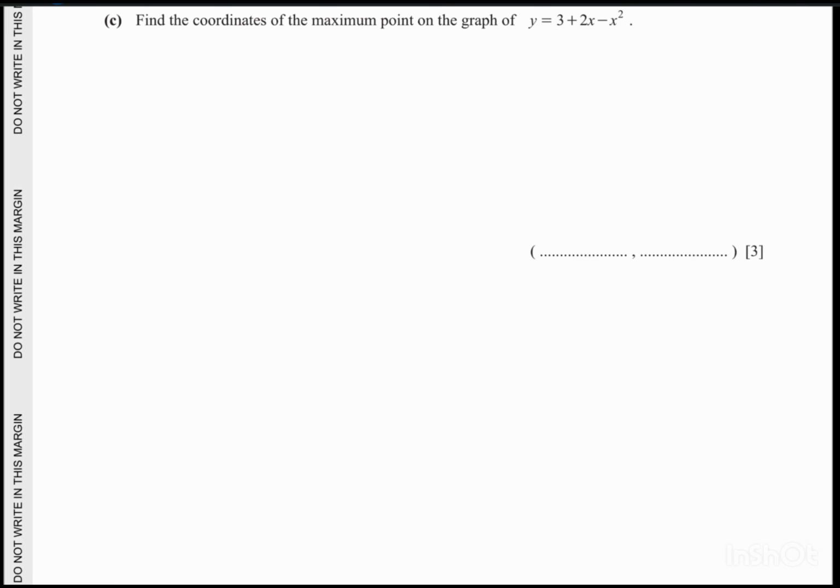Question number C. Find the coordinates of the maximum point on the graph y = 3 + 2x - x squared. So now the maximum point for this graph: it is downwards, the graph will be like this. So for the maximum, we have to take x as minus b by 2a. Here a is minus 1, b is 2 and c is 3. So x will be equal to minus b by 2a. The maximum point x coordinate will be using this formula: minus 2 by 2 into minus 1, so that will be minus 2 by minus 2, which is 1.